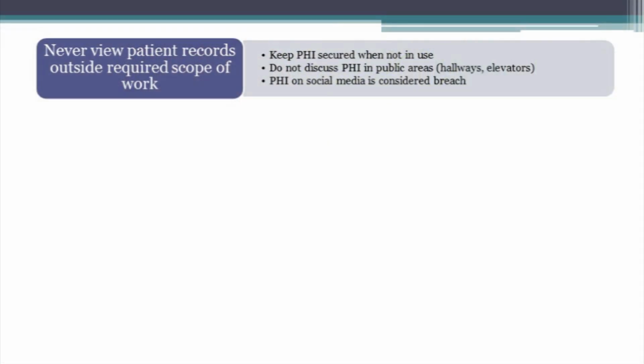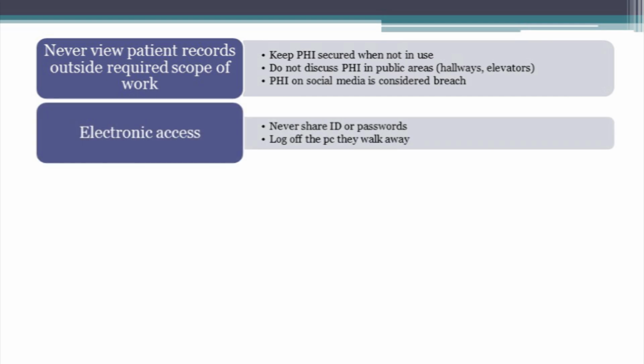So let me talk a little bit about the training for your staff and the key things your staff needs to know about HIPAA, security, and privacy. Here are a few that could just be part of your training. Never view patient records outside the required scope of work. Keep PHI secured, and do not discuss PHI in public areas, which includes hallways and elevators. PHI on social media is actually considered a total breach. Electronic access: never share ID or passwords. Log off the PC when you walk away.